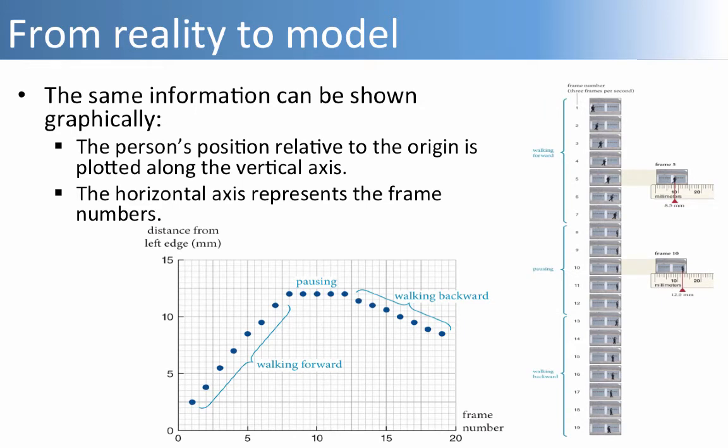Now, we can turn that information into a graph, which we will focus on in this section and in class. This graph shows the position in the frame, which is being defined as the distance from the left edge, and the frame number. So from the first frame, the figure walks forward, the person walks forward, and then pauses in the center frames that we were discussing before, frames 8 through 12, and then walks backward in these frames. So here we've turned motion into a graph.